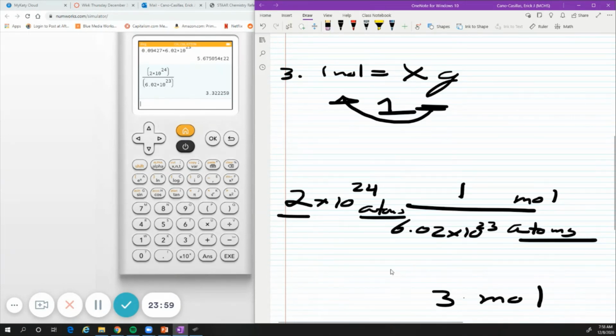So make sure you are putting everything in parentheses just like that, especially when you divide. When you multiply, it's not that big of a deal, but when you're dividing, the parentheses start to matter a lot more. So make sure you're putting it nice and neat like that.